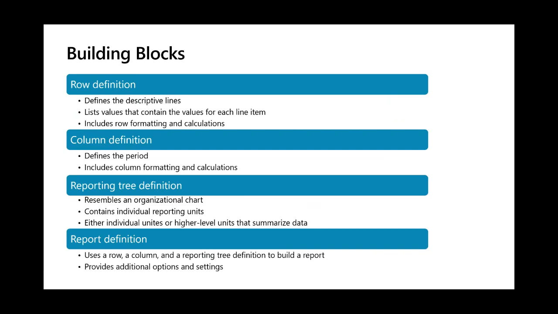So if we have a row and a column and a reporting tree, we can take all of them and combine them in a report definition, which is, at the end, the report we'd like to generate. Basically every row, every column, and every tree definition can be used multiple times, so that you do not have to have thousands of different column definitions. You maybe have 10, 12, and then you can leverage them for the reports you need to generate.